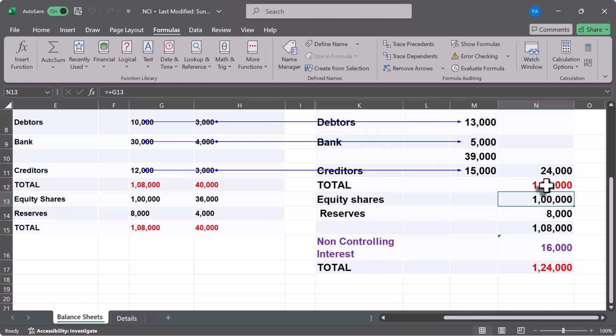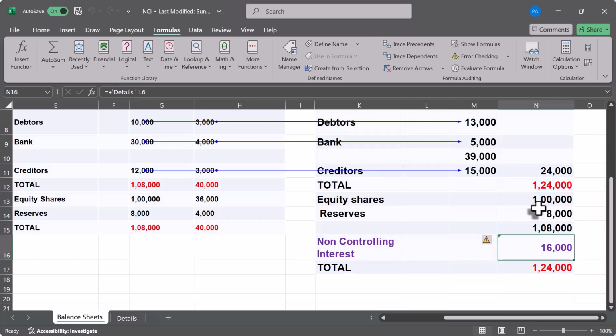Okay. Similarly, when we look at reserves, reserves will also be of X Limited. No reserve of Y Limited will appear in the consolidated balance sheet of X Limited, because what we are making is a consolidated balance sheet of X Limited. Just hold on. Let me complete and then you can ask the question. Now, this is 1,08,000, the share capital plus the reserves.